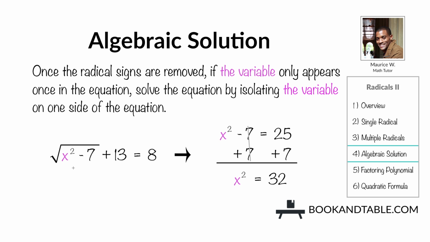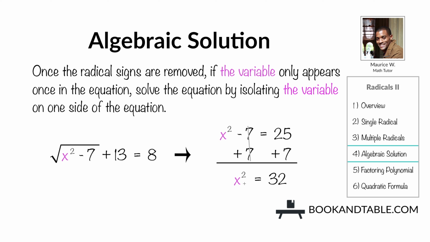So let's say you started off with the square root of x squared minus 7 plus 13 is equal to 8. Once the radical sign is removed, you are left with x squared minus 7 is equal to 25. So the variable x only appears once. So we first isolate it on the left side of the equation, so you would add 7 to both sides.